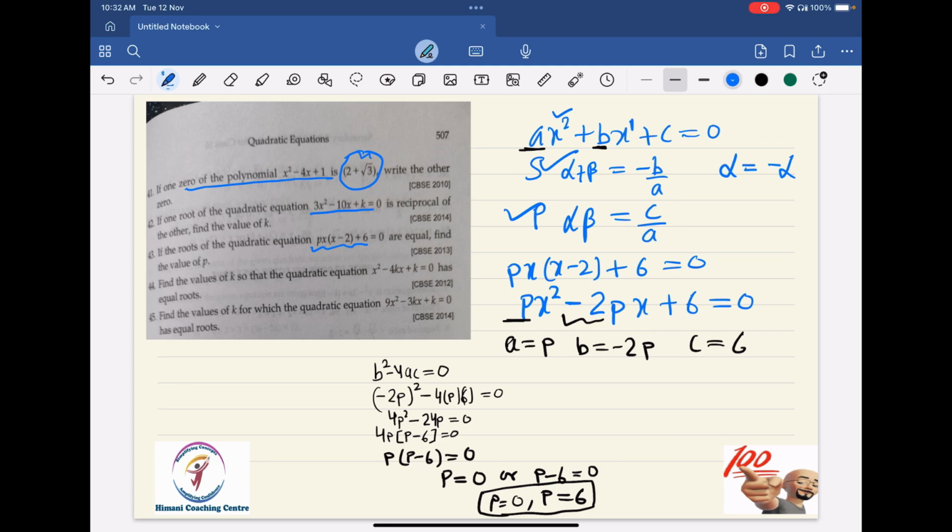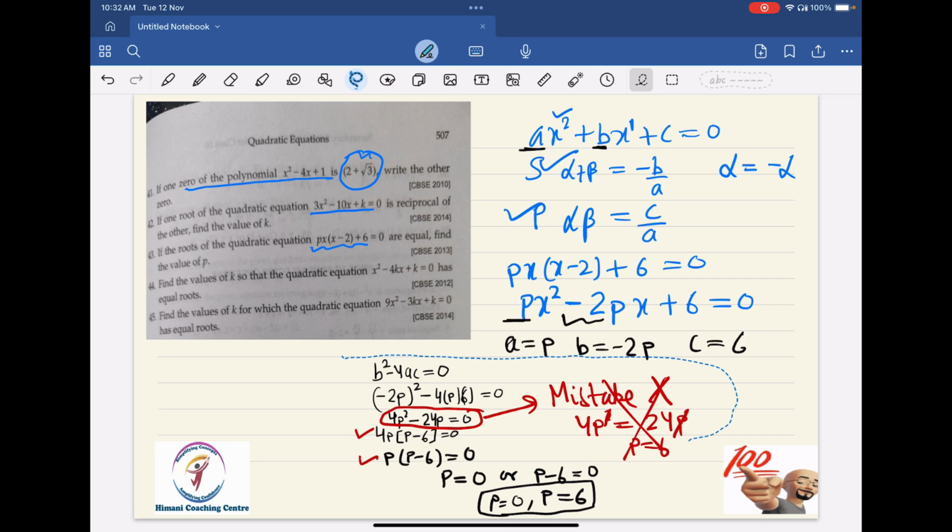Now, one mistake which many students make at this step, and I am writing this as a mistake, it's a danger, don't do this. Many students write 4p square equals 24p, and then they cancel this p and give just one answer, which is wrong. So it would be good for you to remember this and not commit this mistake. A quadratic equation has to be solved by taking commons, and only then go ahead with these kinds of questions. I hope you have understood this. Let us move to the next question.